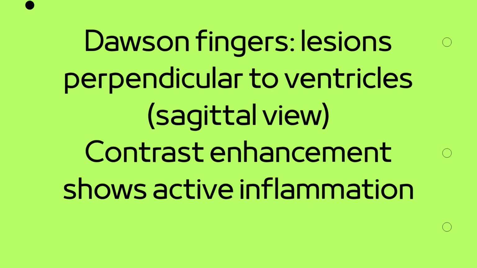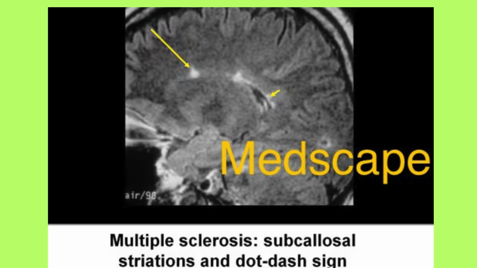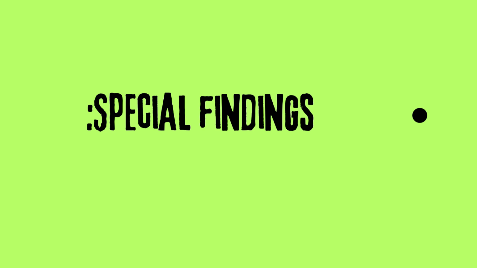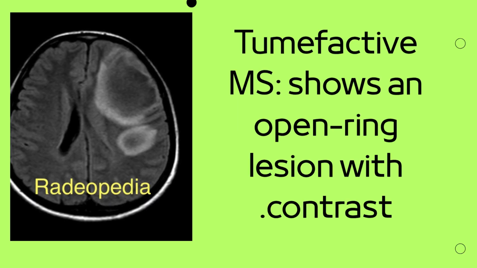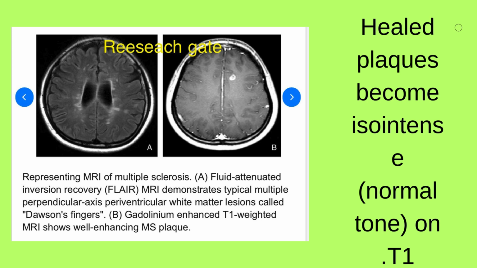Dawson fingers: lesions perpendicular to the ventricles, sagittal view. Contrast enhancement shows active inflammation. Tumefactive MS shows an open ring lesion with contrast. Black holes: chronic plaques appear dark on T1, permanent damage. Healed plaques become iso-intense, normal tone, on T1.